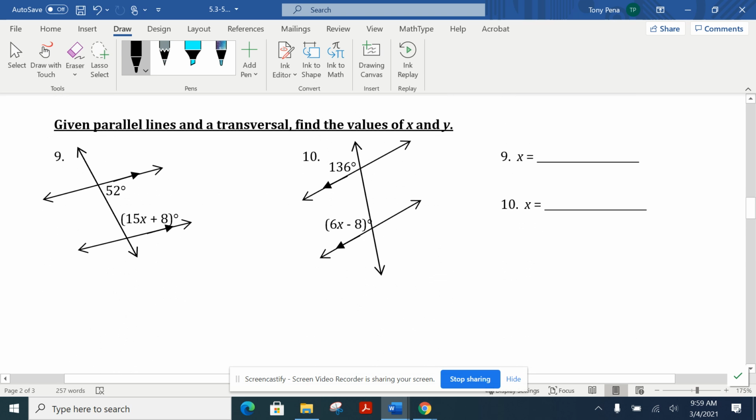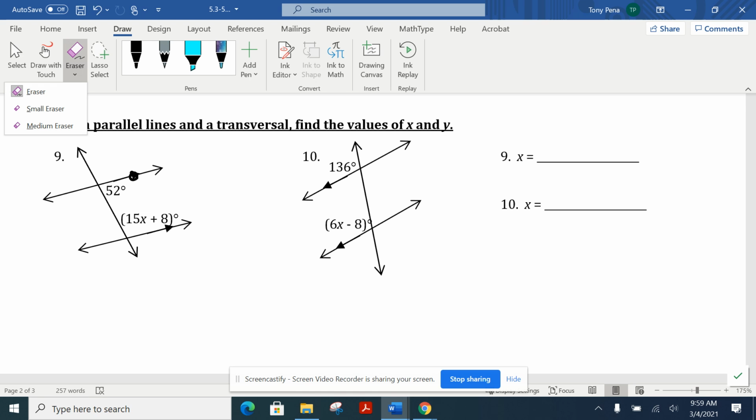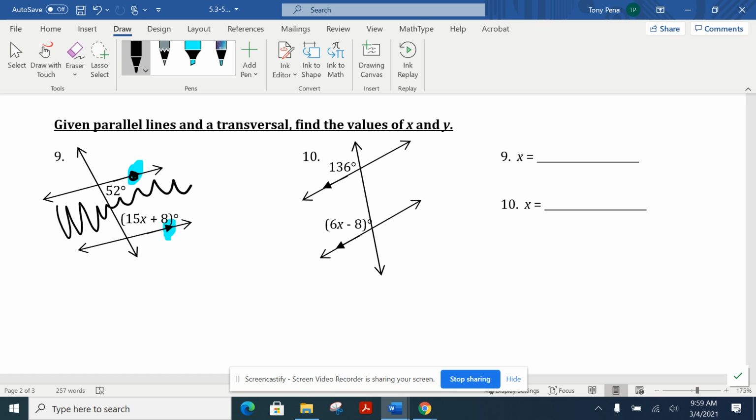When it tells you, given the parallel lines, the lines we know that are parallel are the ones that have the arrows on them. So if we look at the ones with arrows here, here, and then here, we know those are parallel. Then we want to use that idea to find our x or our y value. So if we look, here's the interior. Notice how those two angles that I gave you, 52 and 15x plus 8, are same side interior angles.